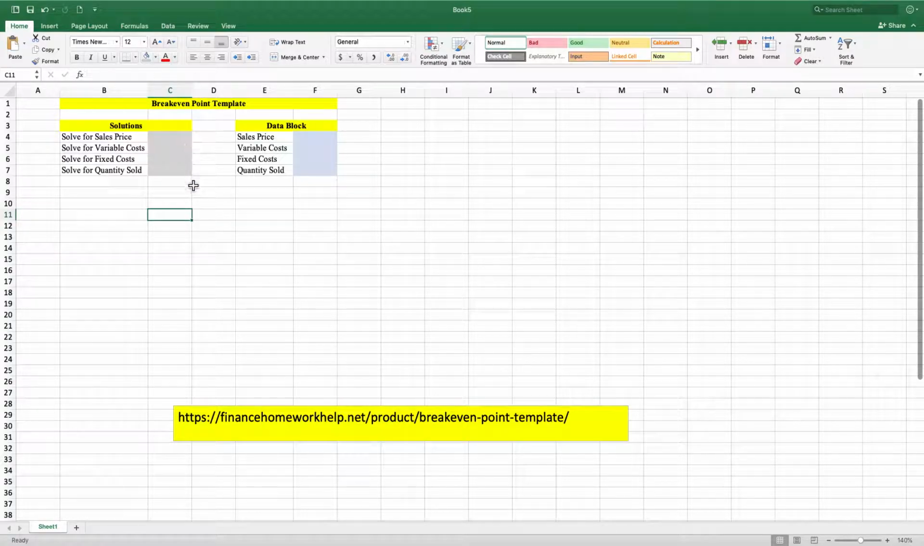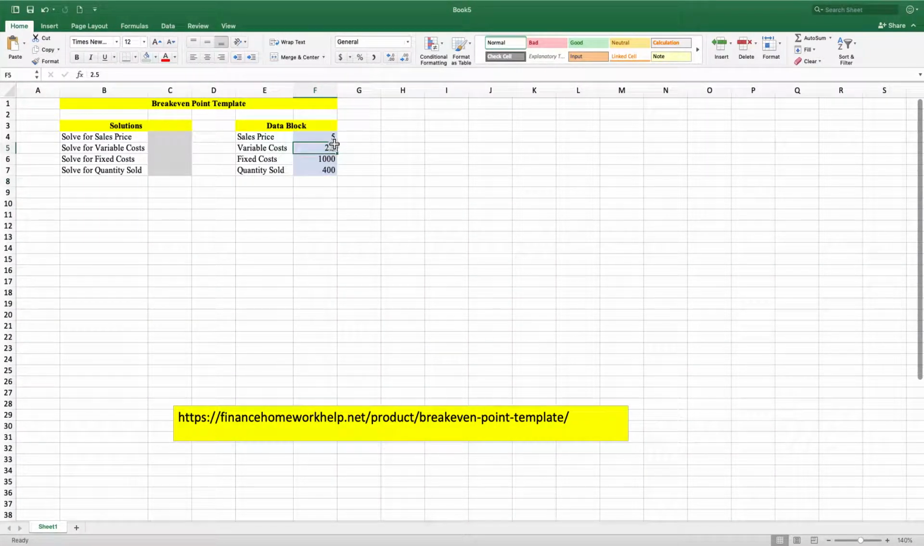Alright, so the next thing we're going to do is make up some numbers over here. So we're going to use a sales price of $5. We're going to use a variable cost of $250. We're going to use a fixed cost of $1,000. And we're just going to say $400 for quantity sold.